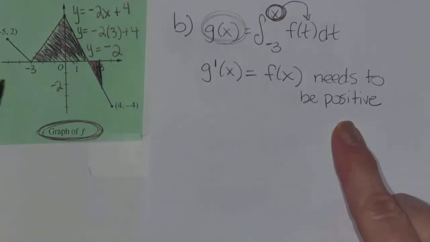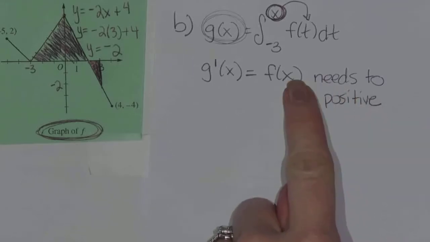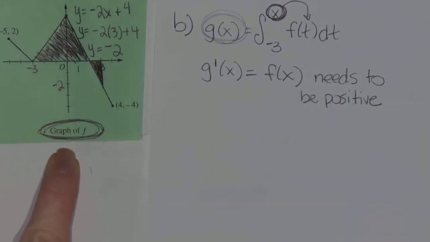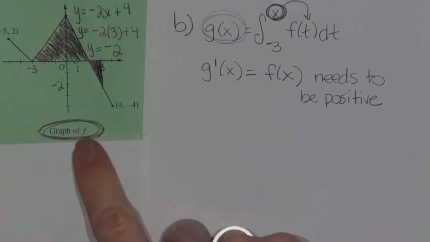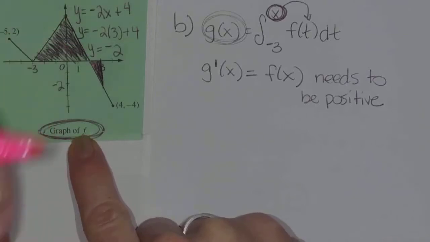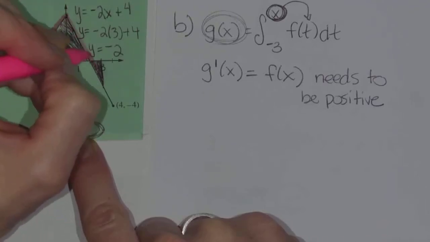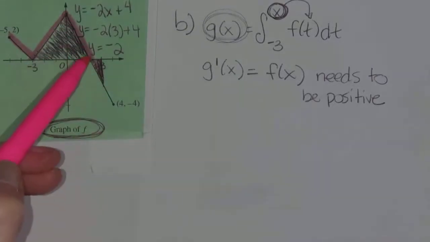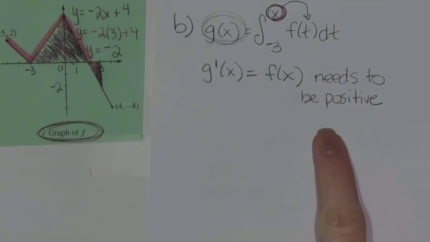So what I need to do is come over here to my graph, and I need to highlight where is f, this is the graph of f, where is f positive? Well, if this is the graph of f, then the values of f are positive when we're above the x-axis. So I would say f is positive here, here, and here. Everything else that's under would be f negative. So that's a good start. Now that takes care of where g would be increasing.